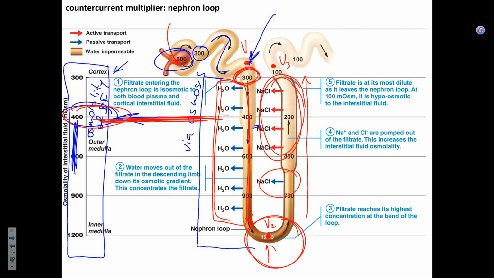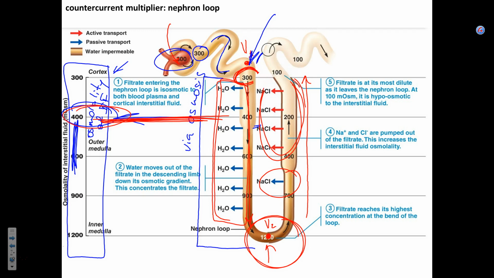So by the time we end up at this point, we have less filtrate than we had in the beginning because we conserved some water. Does that make sense? Now look at the concentration. It is now not 300, but 100 milliosmoles. Can you see that?